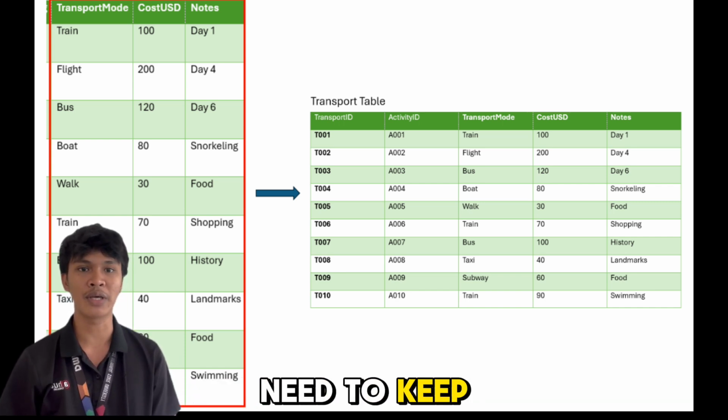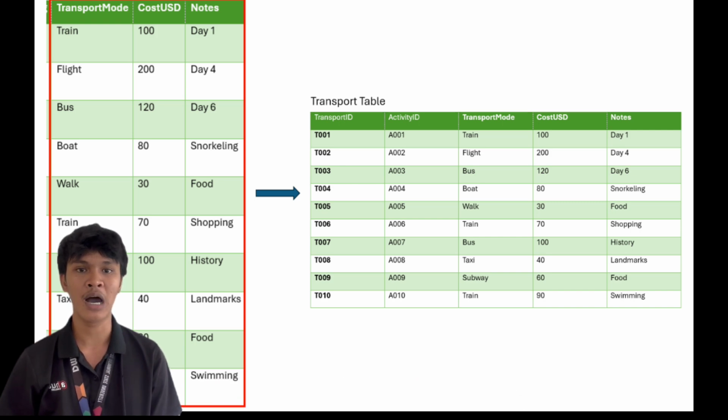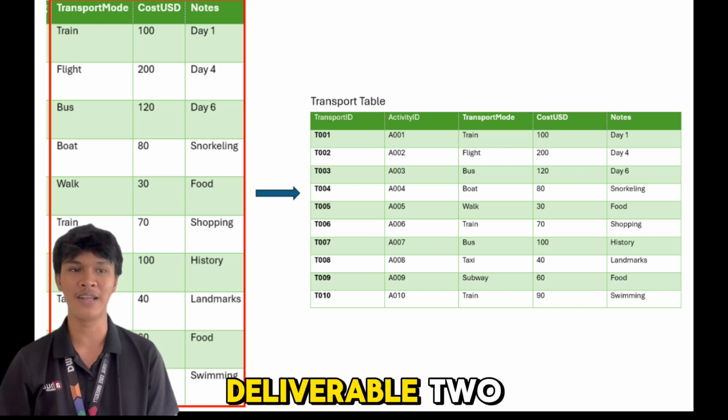We no longer need to keep repeating names, hotels, or transport details for every record. However, there were still some transitive dependencies left, which leads us to deliverable 2.